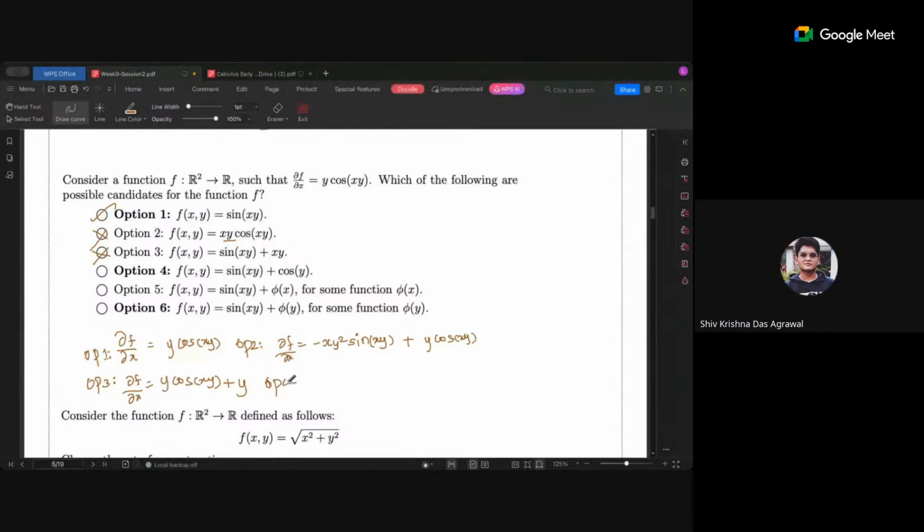It will be 0, ma'am, right? Yeah. So here you will see that the first function we know already, it is y times cos xy, and the second part is a function of y alone. So when you find the derivative with respect to x, it is 0, right? So it is coinciding with the option. What about option 5?